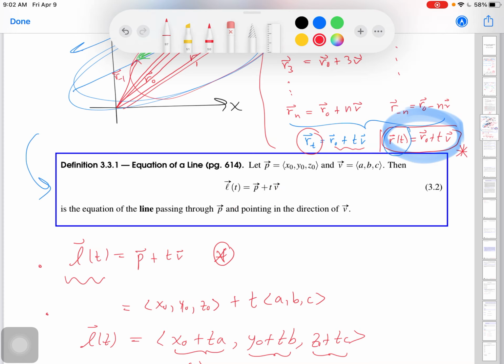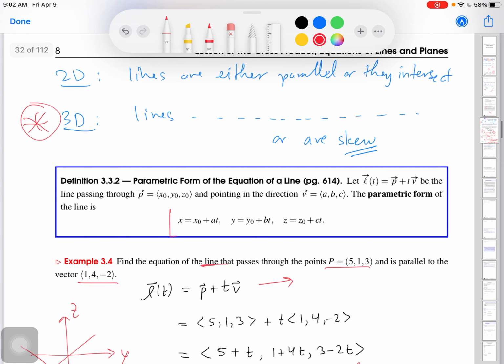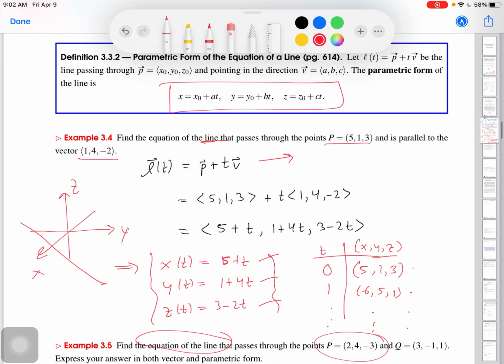And then we learned how to basically write this out in component form, and that got us to the parametric equations of the lines. And this tells us if we want to actually plot the line without using vectors, just as a set of points, this gives us a way to calculate what those points are on the line.